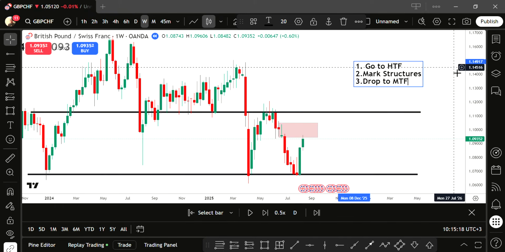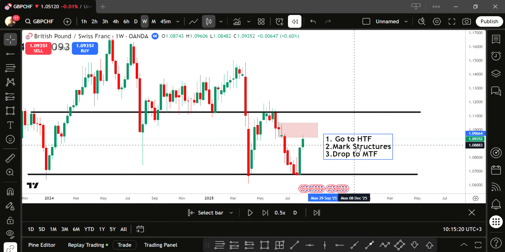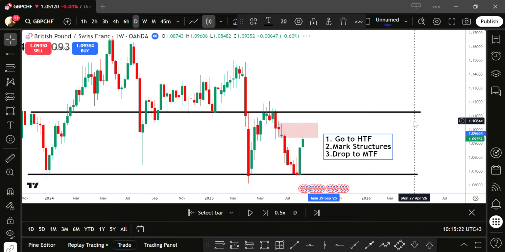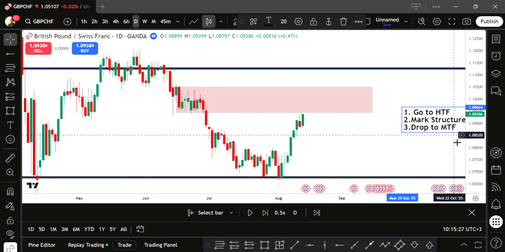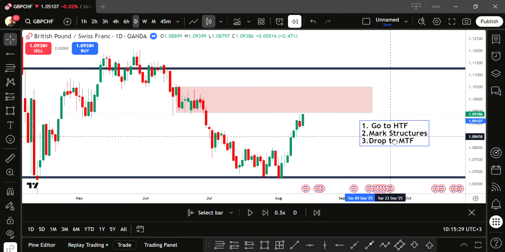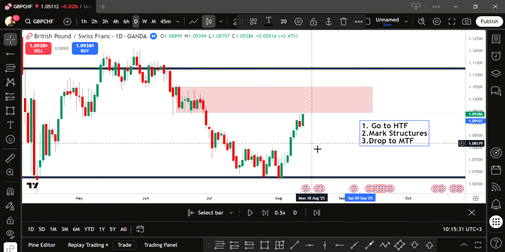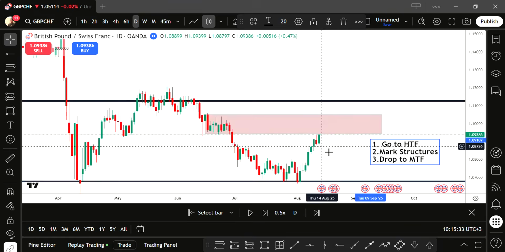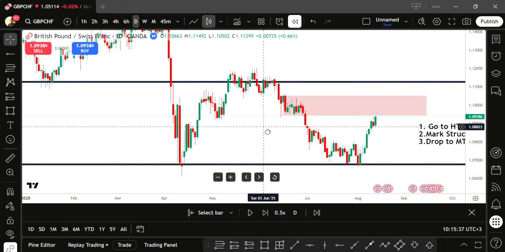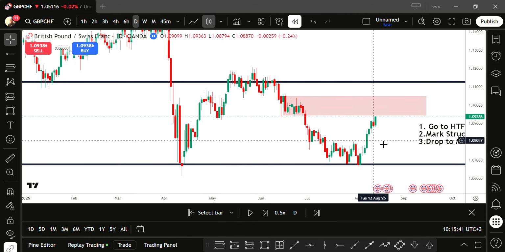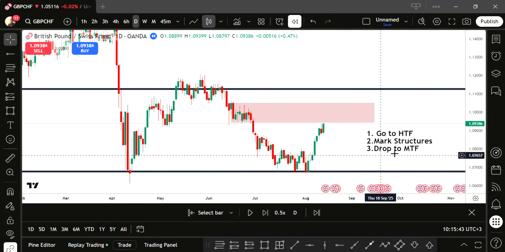So let me just follow the rules and drop down to my medium time frame, like rule number 3 says. My medium time frame is always the daily. However, different kinds of traders have different medium time frames. You cannot consider my medium time frame to be your medium time frame. Good. Now on the medium time frame, this is why you want to do a few things. One, you want to identify the immediate trend of the market. What is the immediate trend of the market?